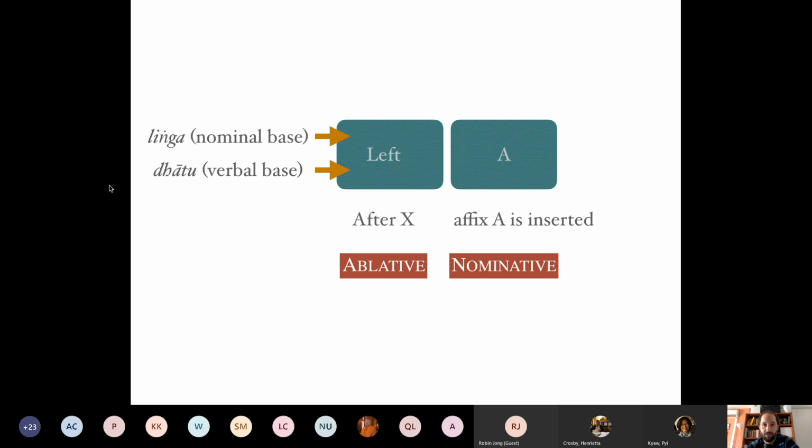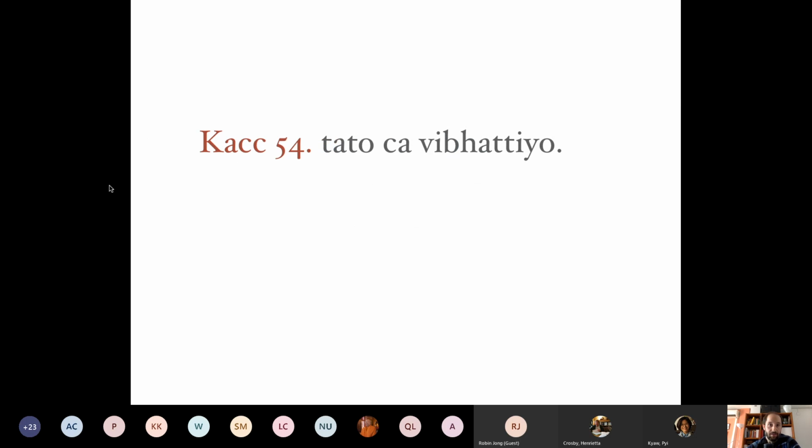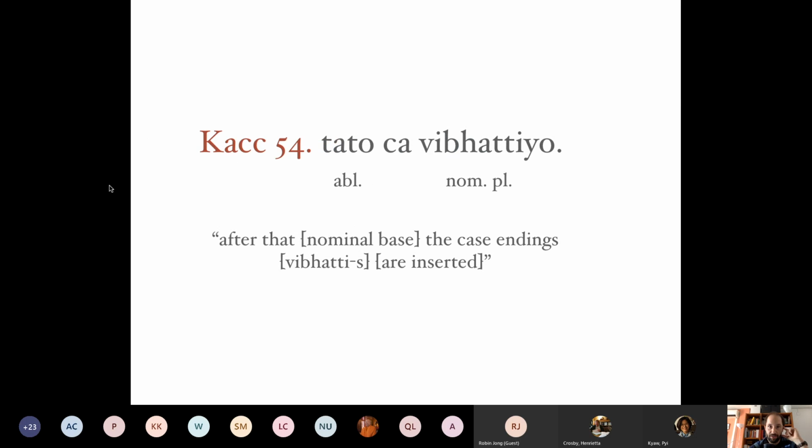Now, to recognize the item on the left, you will see it because it is used in the ablative, and the item on the right is used in the nominative. Now, let's see, for instance, the rule tato cha vipattiyo. Here we see the word tato, which is in the ablative, and we see the word vipattiyo, which is in the nominative. That means after the nominal base, the case endings, vipattis, are inserted. So here, tato actually means lingato. After the linga, we know that from the context. And vipattiyo here is a nominative plural.